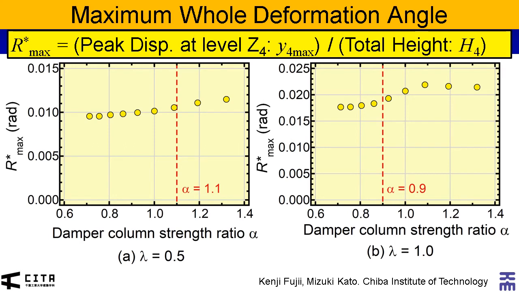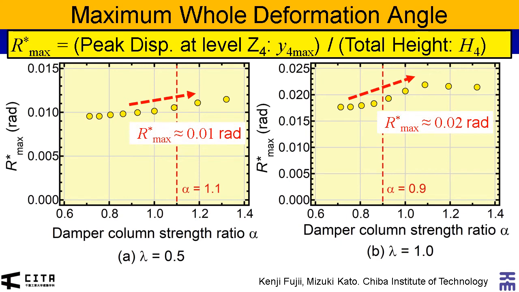Note the maximum whole deformation angle is determined as the peak horizontal displacement at level Z4 divided by the total height H4. As is shown here, the whole deformation angle increases as alpha increases. The maximum whole deformation angle is around 0.01 radian when the scaling factor is 0.5, while it is around 0.02 radian when the scaling factor is 1.0.